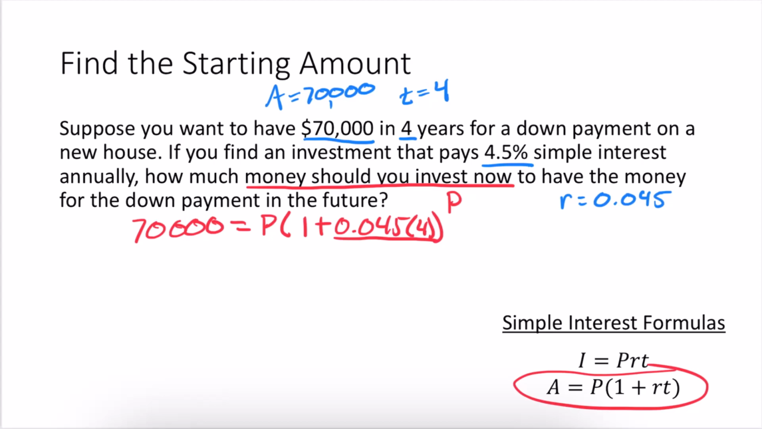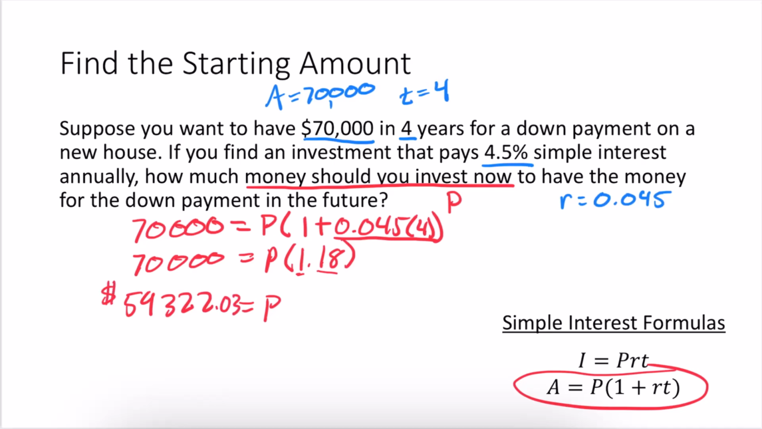investment. And so we can simplify the equation to be 70,000 equals P times 1.18, because this is the interest you're earning, and then you also are keeping 100% of your initial investment. And to solve for P, I'm going to divide both sides by 1.18. And when I do that, I end up with P equals $59,322.03. So this is the amount that I should invest now in order to have enough money for this $70,000 down payment in the future.